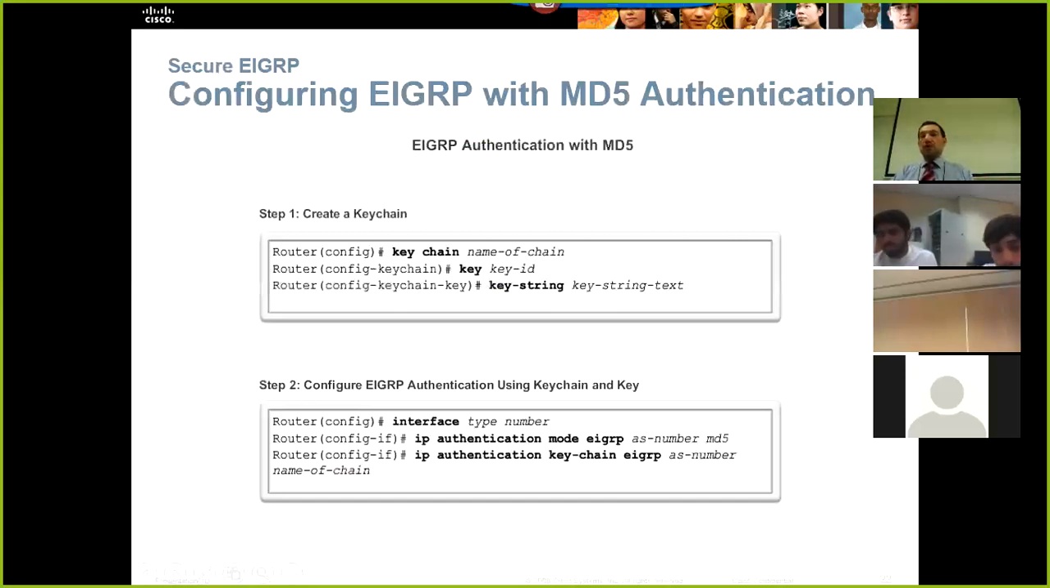And then you need to tie it to the keychain. Which keychain are you going to use for this? So say authentication key-chain eigrp, autonomous system number. Of course, you have to say which keychain, the keychain name.